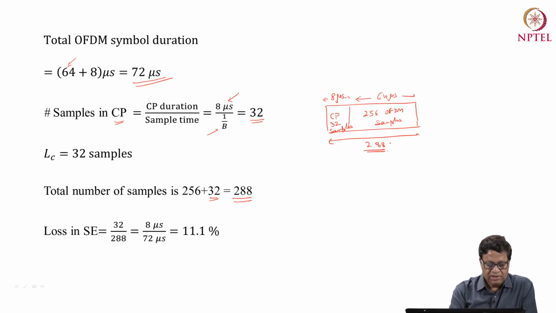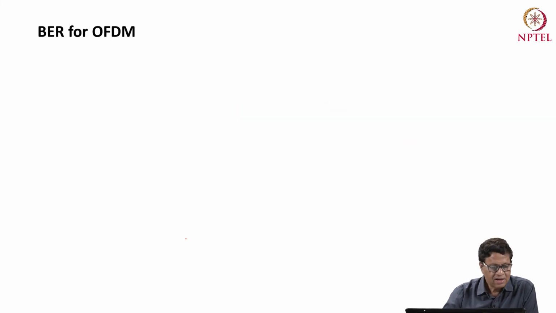And the loss in spectral efficiency will be 32. 32 is the CP samples, cyclic prefix, and the total is 288, which gives you 11.1 percentage. 11.1%. Now let us try to calculate the BER for OFDM, bit error rate for OFDM.